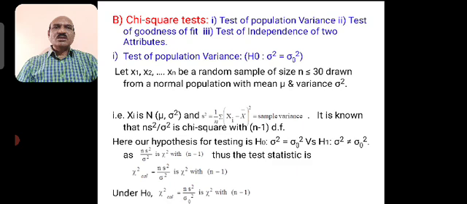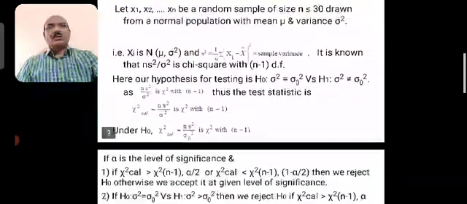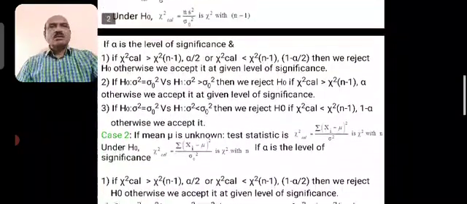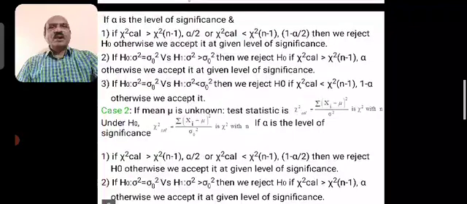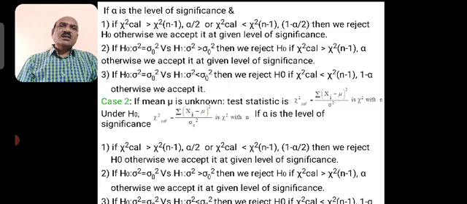Now under H naught, what is your H naught? H naught is sigma square equal to sigma naught square, and therefore we replace sigma by sigma naught. So under H naught, chi-square calculated becomes n s square by sigma naught square, which is chi-square with n minus 1 degrees of freedom. So here the population mean is known, and therefore this is the test statistic.